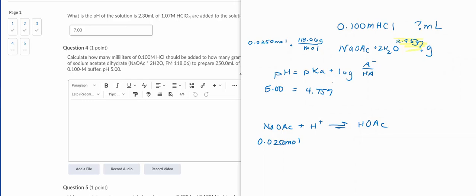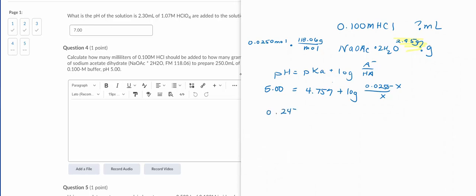Now, how much hydrogen do I need? Well, I'm going to take away some amount X. X is going to represent the moles of hydrogen. I'm going to force it to convert my sodium acetate into acetic acid. So I'm going to add log of 0.025 minus X over X. So like the previous problem, I'm going to take my 5 minus 4.757. 0.243 is then going to be equal to the log of this ratio.